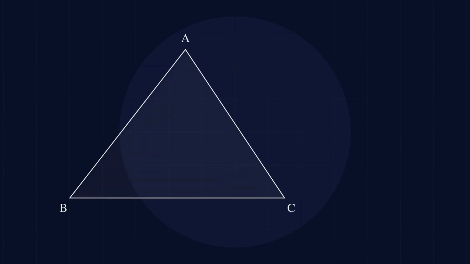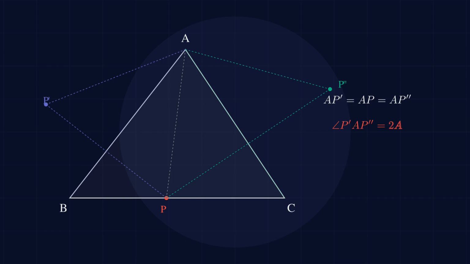Fix P on BC. Now reflect P across side AB to get P prime, and reflect P across side AC to get P double prime. Since AB is the mirror line, AP prime equals AP. Similarly, AP double prime equals AP. So the triangle AP prime P double prime is isosceles, with the angle at A equal to 2A.